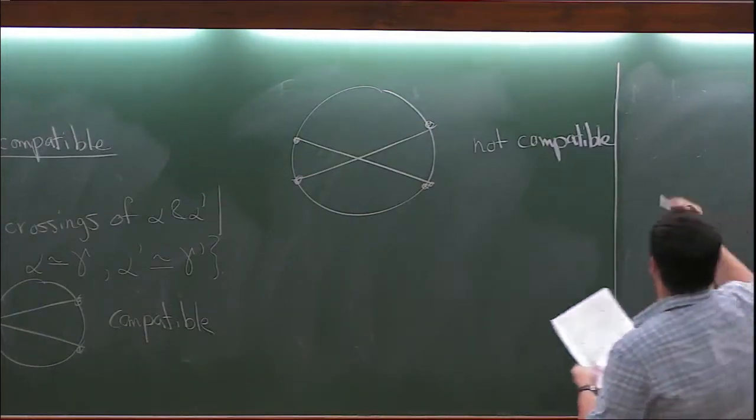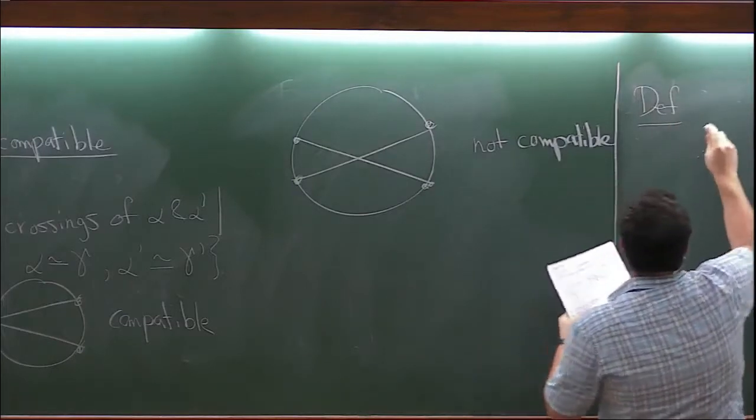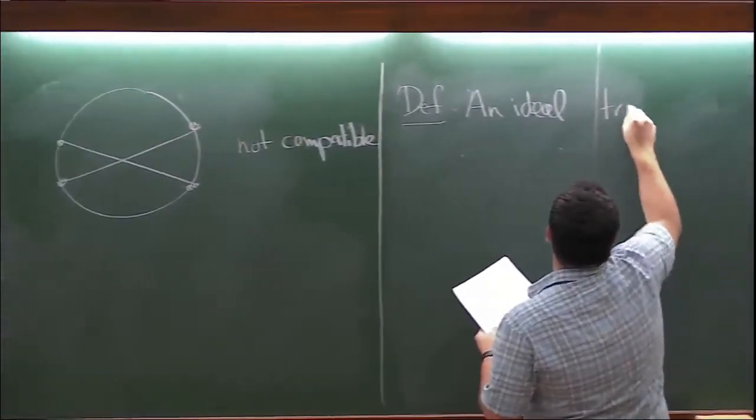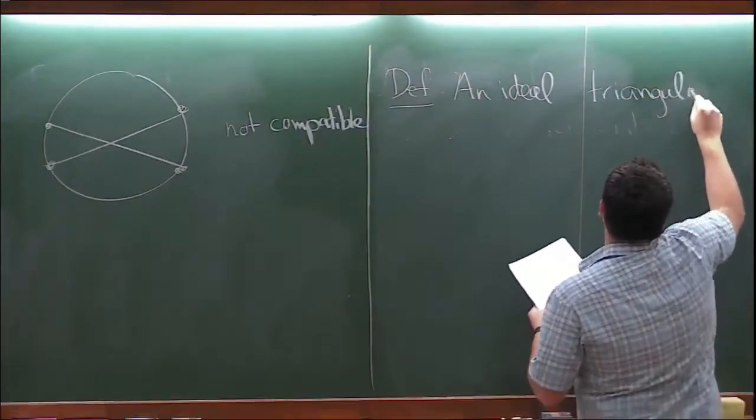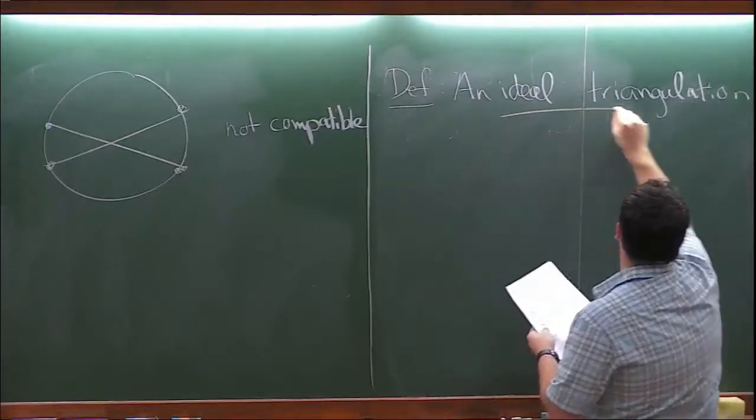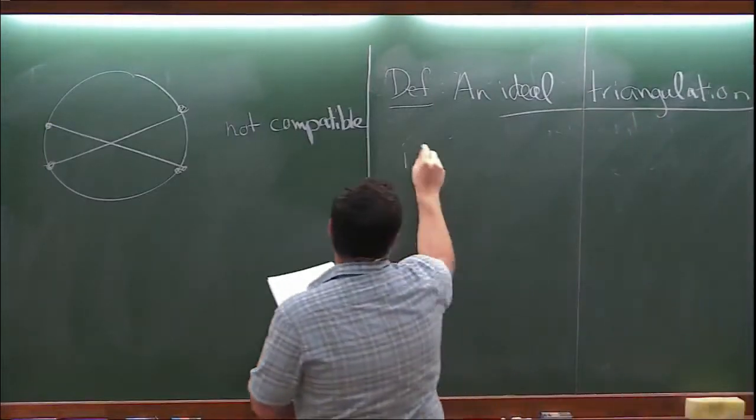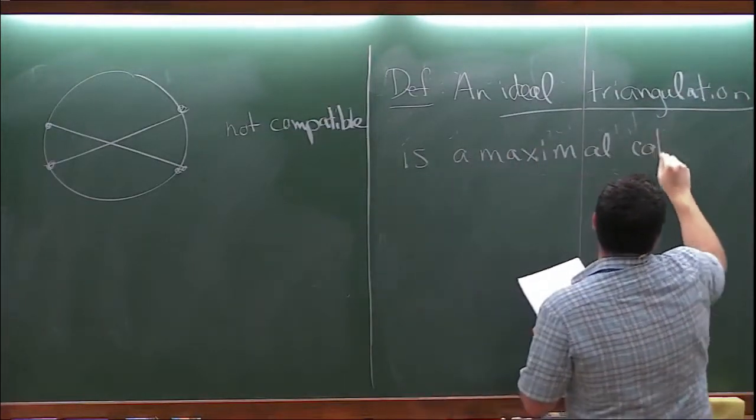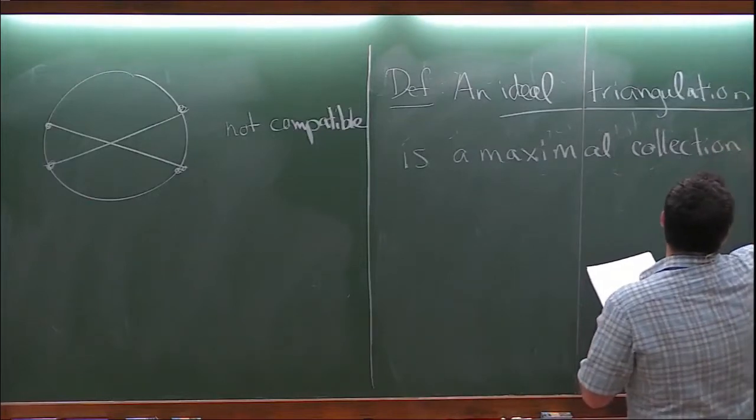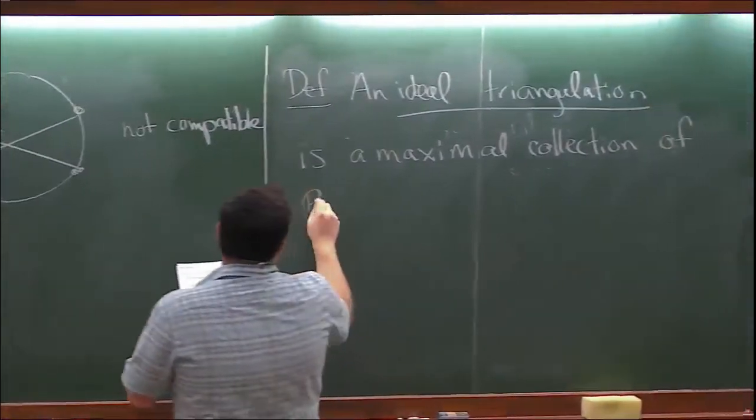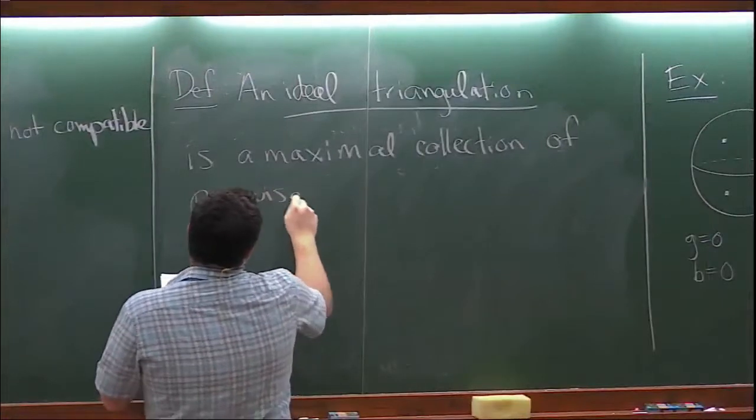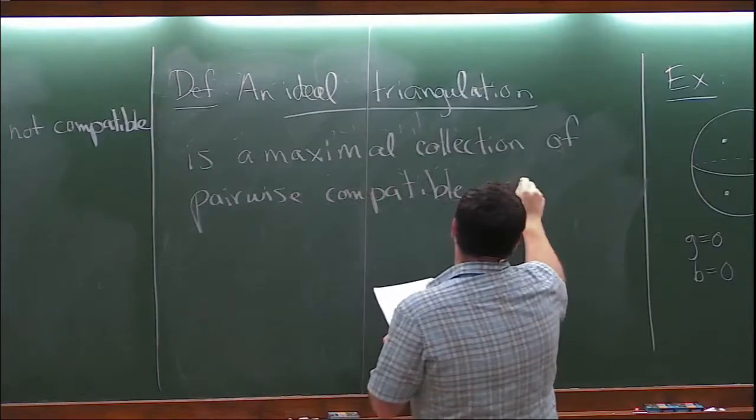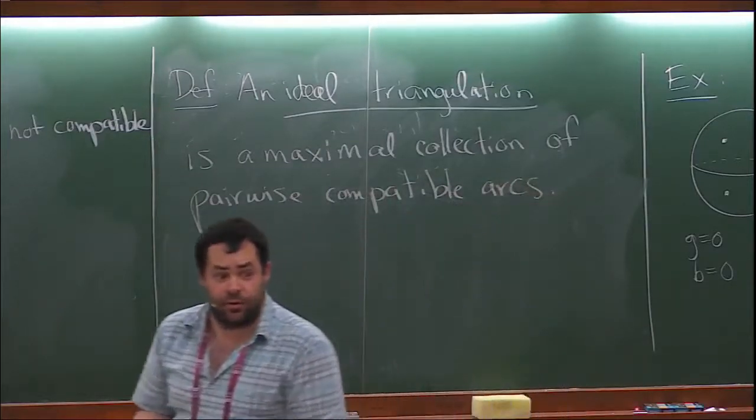Okay, so definition. An ideal triangulation is a maximal collection of pairwise compatible arcs. So it's a collection where every pair of them is compatible.